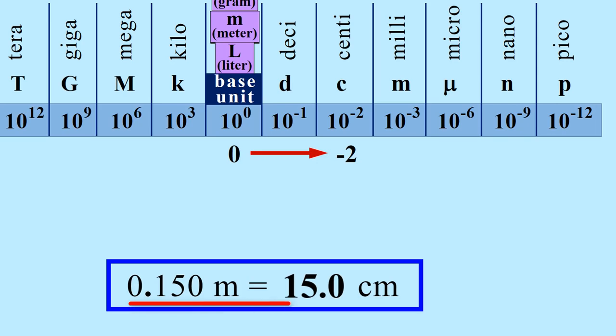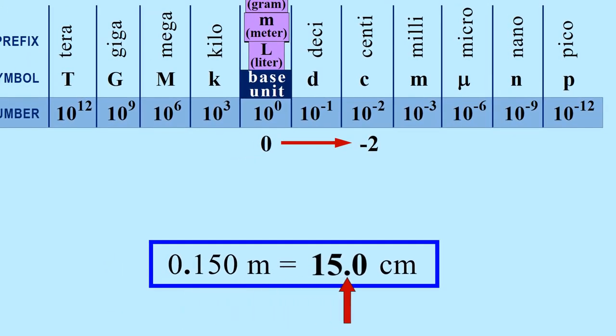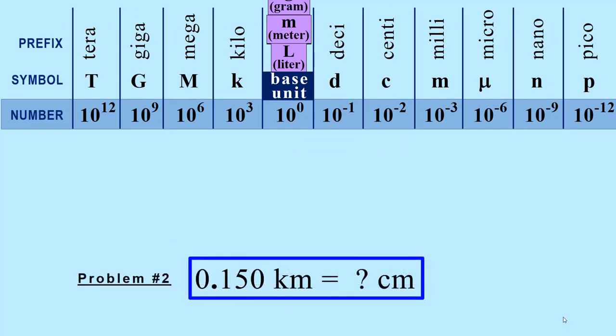0.150 meters is equal to 15.0 centimeters. We have moved the decimal 2 places to the right. Next problem, 0.150 kilometers is equal to how many centimeters?